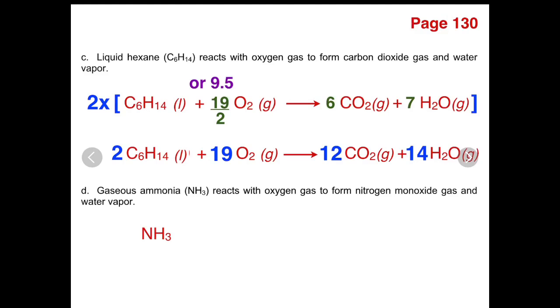So we're going to start with gaseous ammonia. This is the chemical formula of ammonia, and it's in gas state, so don't forget that. It reacts with oxygen again, O2 gas, to form nitrogen monoxide. Nitrogen would be N, and monoxide indicates 1 oxygen. This is gas too, and it also produces water vapor. Sorry, that would be how you set up the chemical equation.